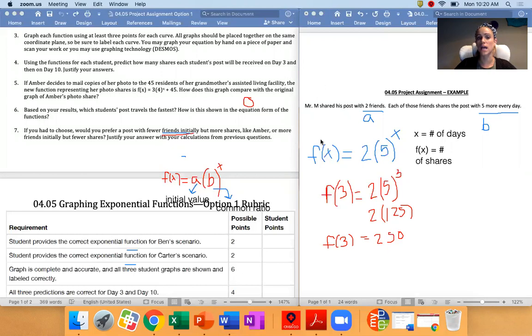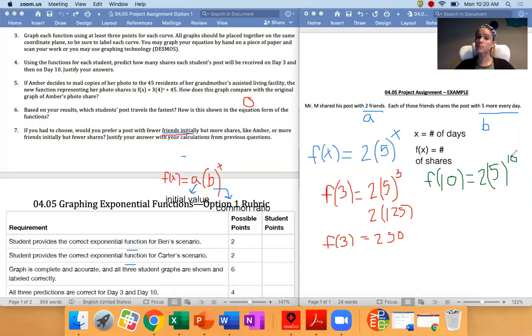It wanted us to find out how many it would be on day 3 and on day 10. So we'll repeat the same thing, only this time we'll be substituting 10 in for x instead of 3. So f of 10 is equal to 2 times 5 raised to the 10th power.